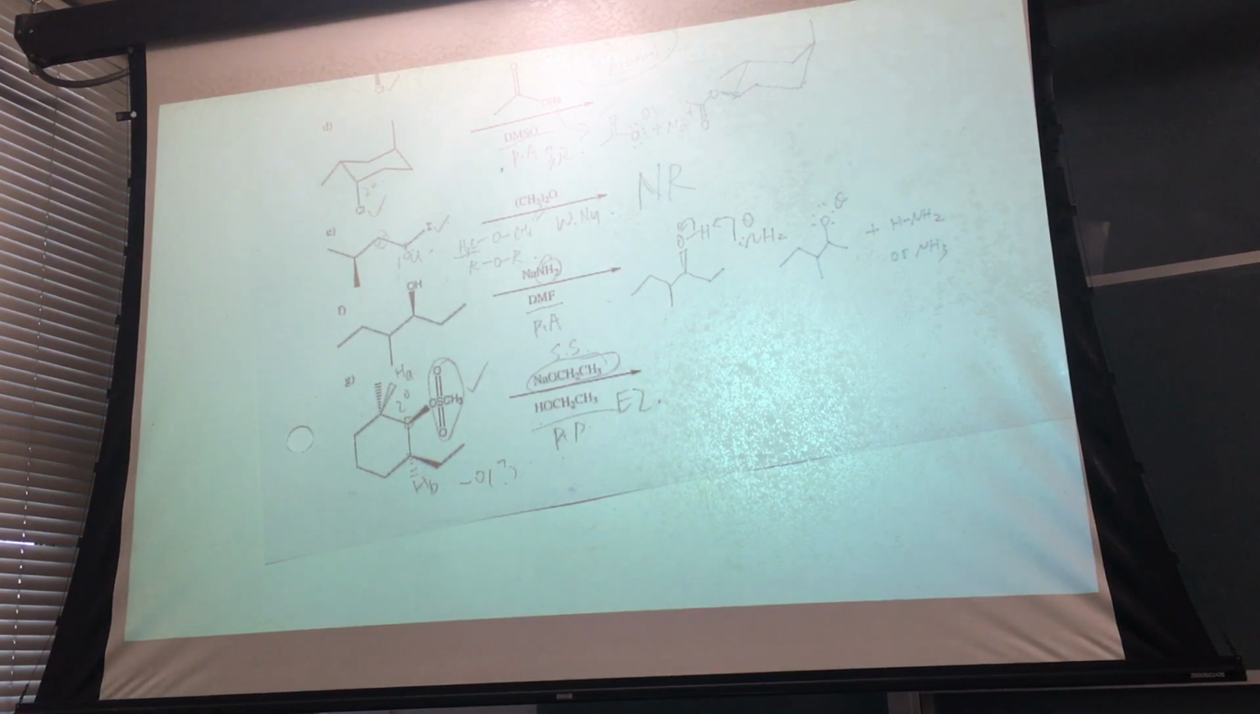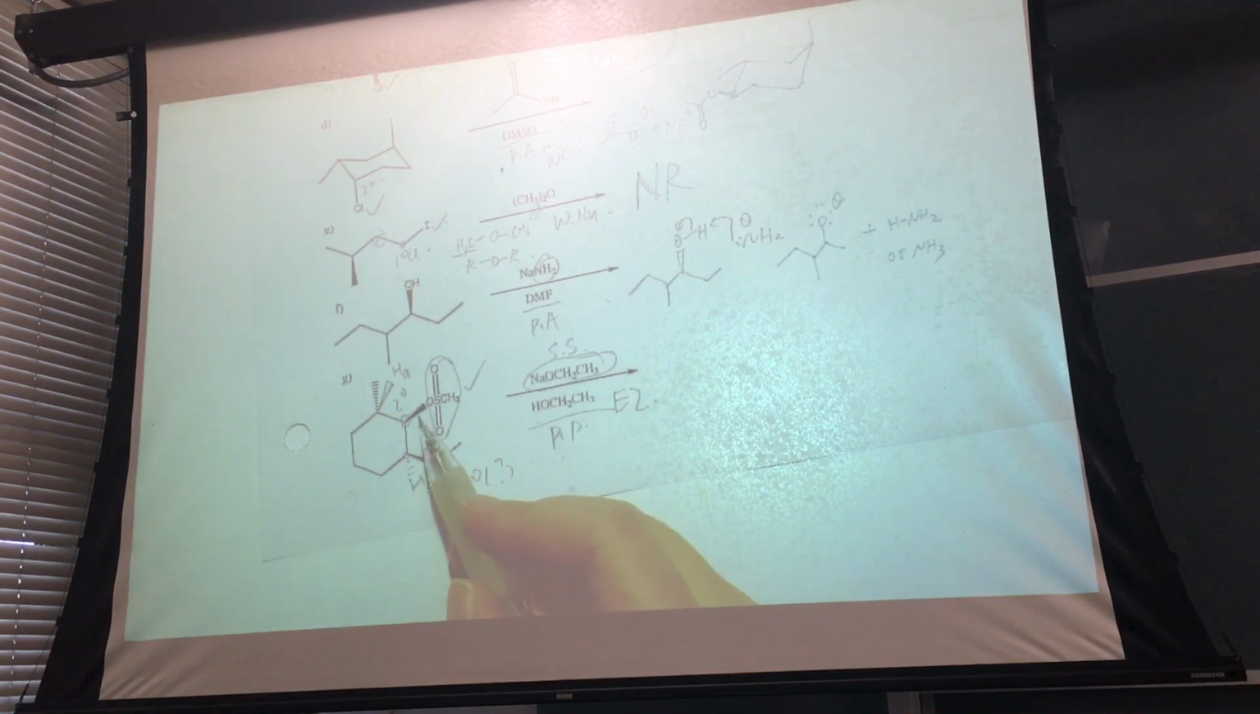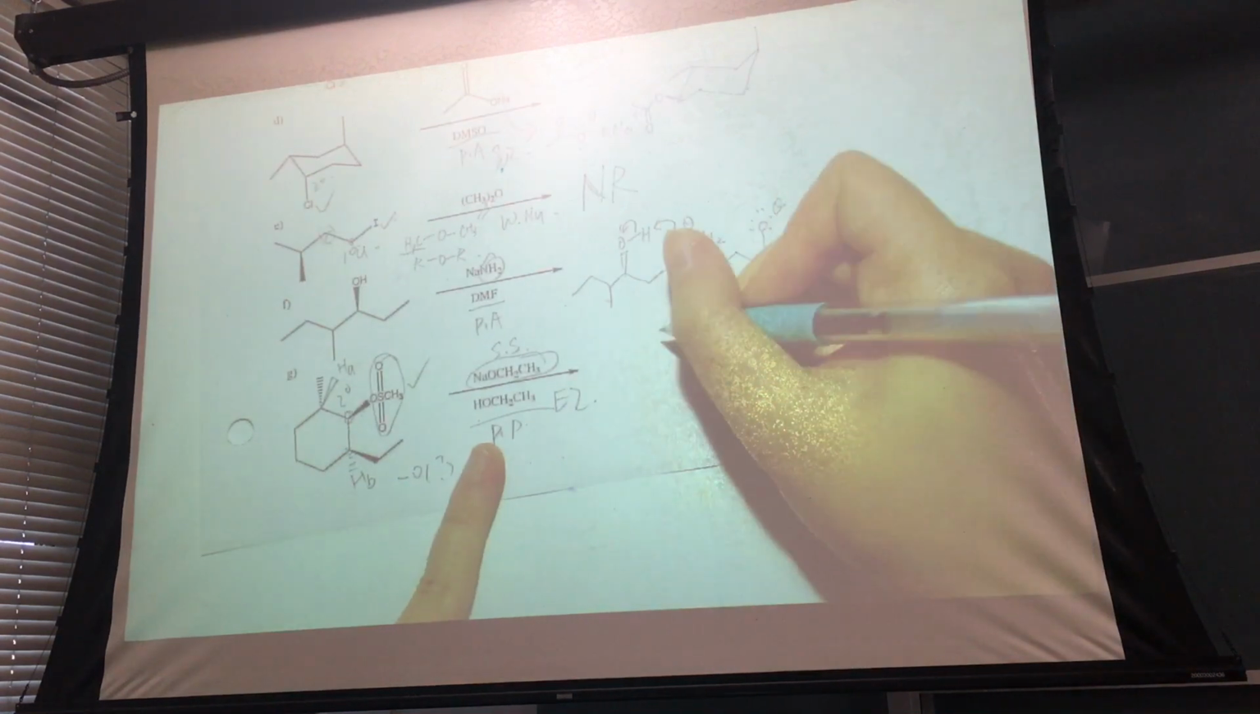Vote for HA. Vote for HB. Good, because HB is dash and our leaving group is wedge. I just told you, you need an anti-position hydrogen. You have to eliminate the anti-position hydrogen, so you have to eliminate HB. So your final product looks like this.